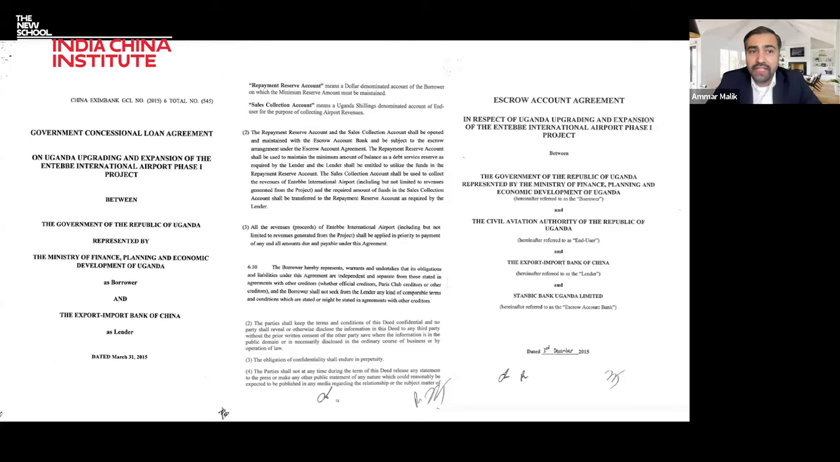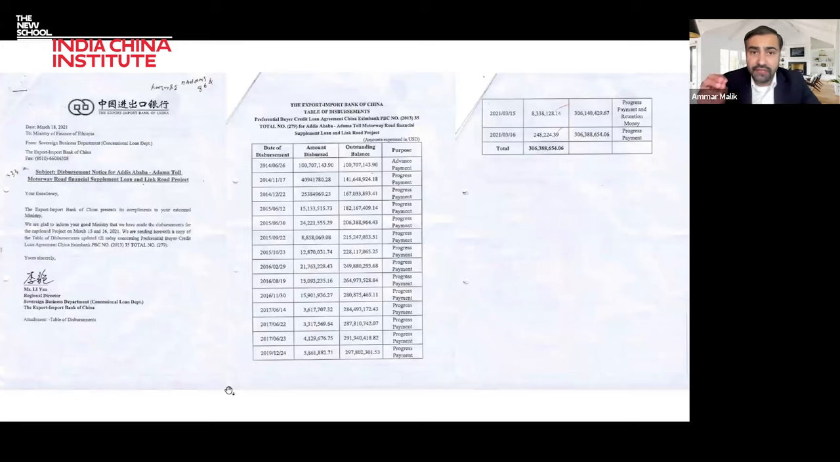So this is an example of the Entebbe Airport case. I can talk more about this. It's quite an interesting case where China Exim Bank had loaned money to the Ugandan Civil Aviation Authority. And so now you have not only the concessional loan agreement, but also the escrow account agreement. Escrow is essentially the cash collateral method that Chinese financiers are using instead of illiquid assets as collateral. So this shows you that these sources are coming straight from the horse's mouth, directly from original sources.